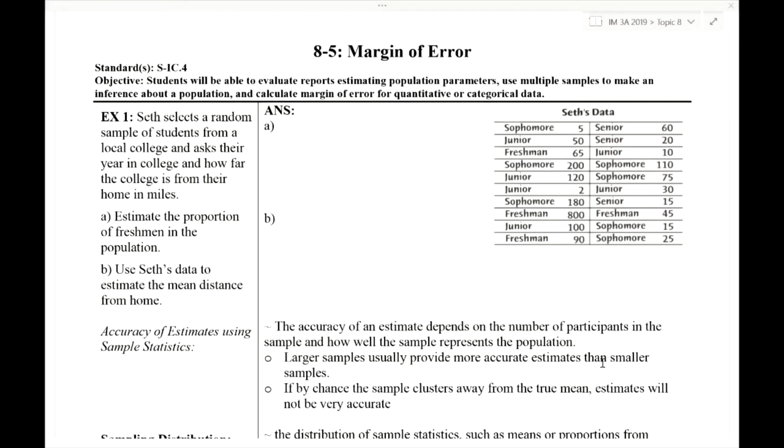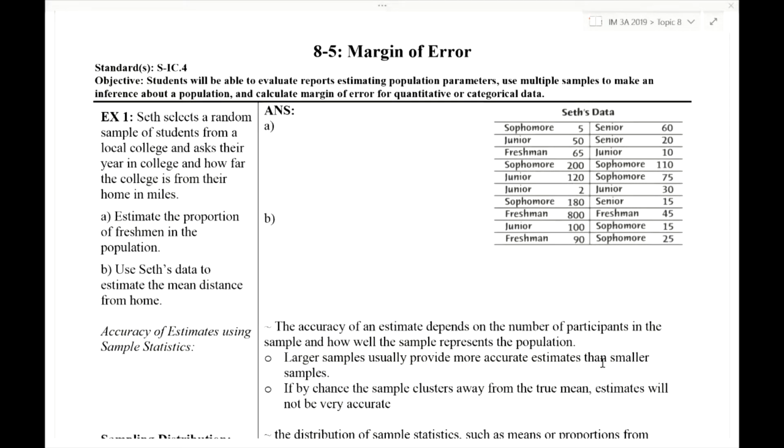This video covers topic 8, section 5, which is titled margin of error. So in this lesson, students will be able to evaluate reports estimating population parameters, use multiple samples to make an inference about a population, and calculate the margin of error for quantitative or categorical data.